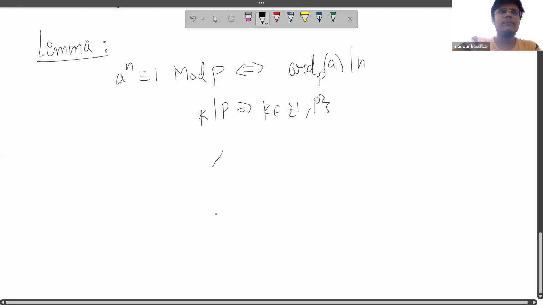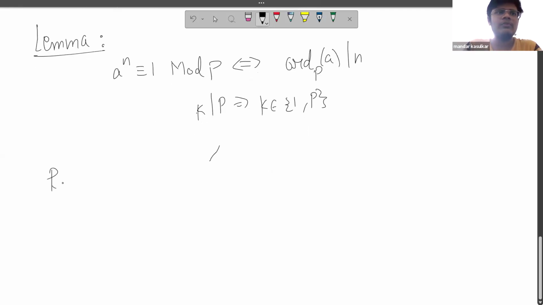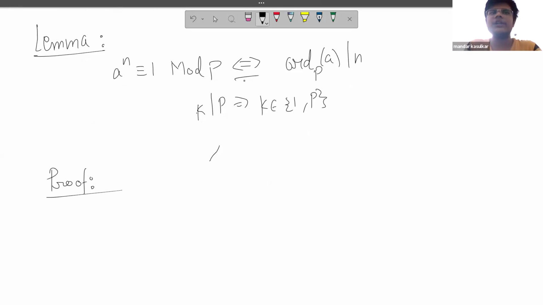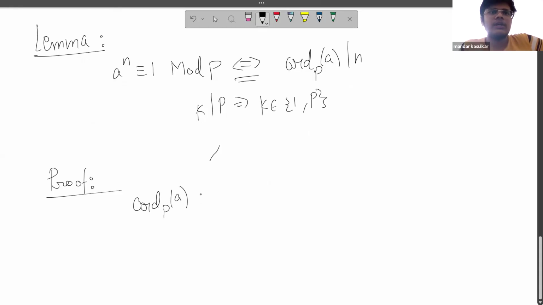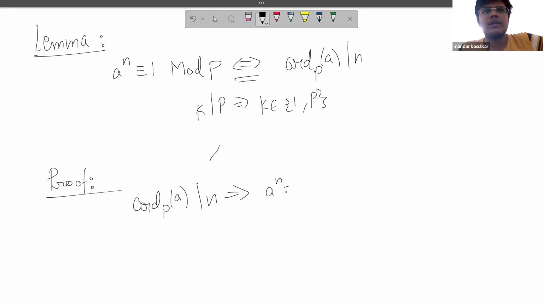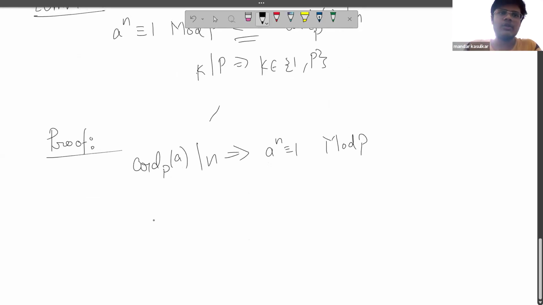So people, we proceed with the proof now. Observe that this is an if and only if condition, so we want to prove two things here. We will proceed with the first direction: if order of a modulo p divides n, that implies a raised to the power n is congruent to 1 modulo p. This is not the hard part to prove.